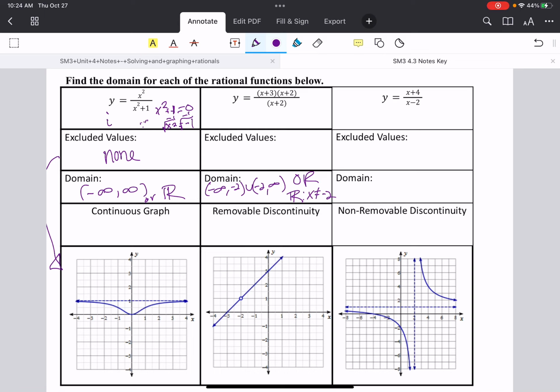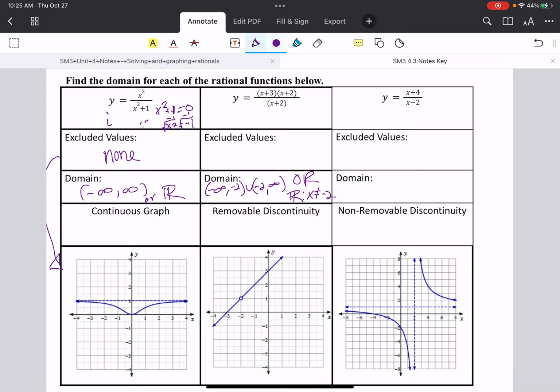What does a continuous graph mean? It means there's no holes. What did we call holes? Discontinuities. Avery, what did we call holes? Discontinuities. Good. So if there's no discontinuities, then it is a continuous graph. It goes from negative infinity to infinity. Discontinuity, continuity, continuous. See how it relates?